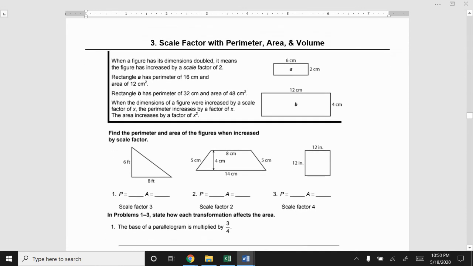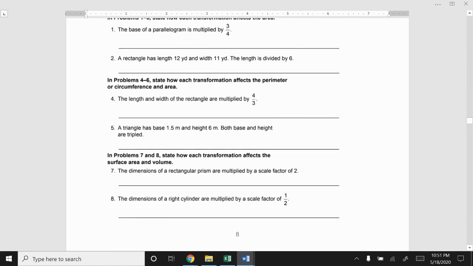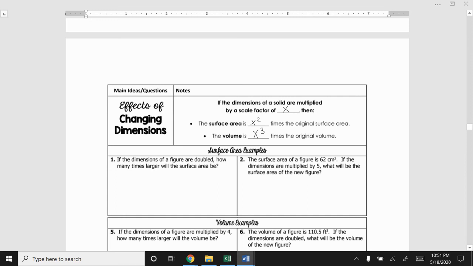On your third lesson, we are going to start using the scale factor to tell how much larger or smaller a figure is after all the dimensions are multiplied. So the first page focuses only with perimeter and area, and the second page focuses on area and volume. Whenever you have a scale factor, the scale factor is multiplied to all of your dimensions. And so, because perimeter is one dimensional, you are only going to multiply by your scale factor. Area is two dimensional, so you're going to be multiplying by your scale factor squared. And volume is three dimensional, and so you're multiplying by your scale factor cubed.